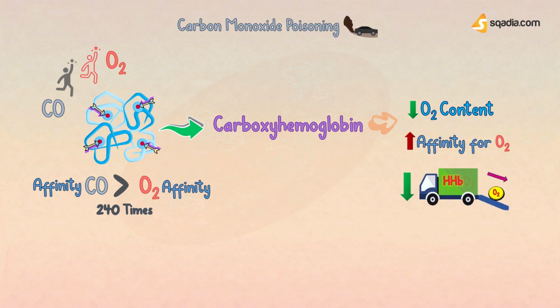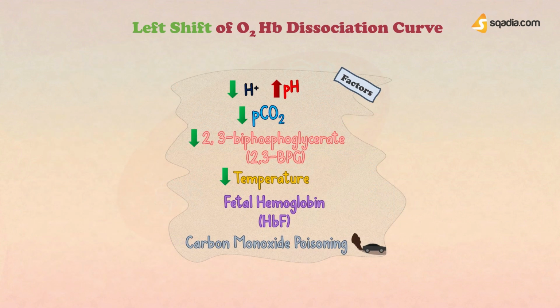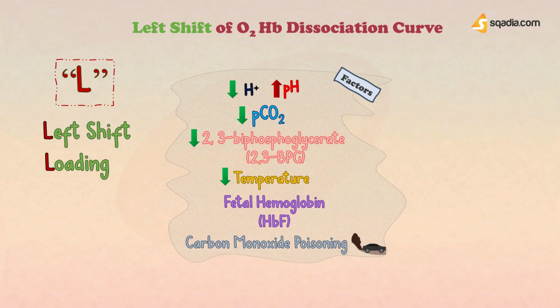In addition, binding of carbon monoxide to hemoglobin increases the affinity of remaining sites for oxygen, decreasing the unloading of oxygen, and causing the dissociation curve to shift to the left. Well, you can memorize the factors causing the left shift by a very easy mnemonic. And that is, once again, the letter L. I told you that L for left and L for loading. So, left shift indicates loading of oxygen.